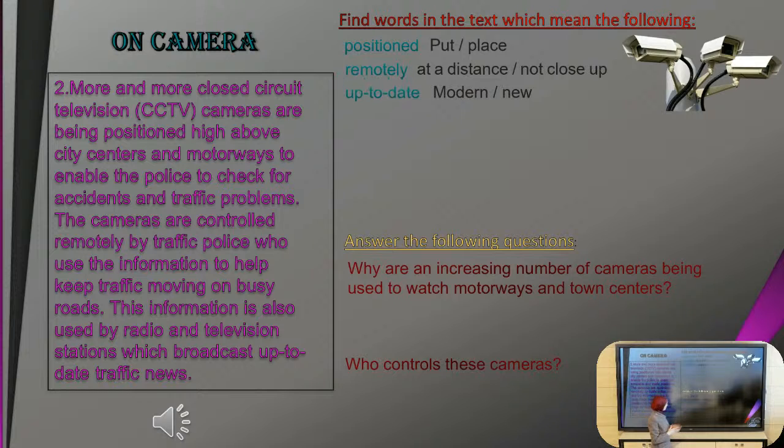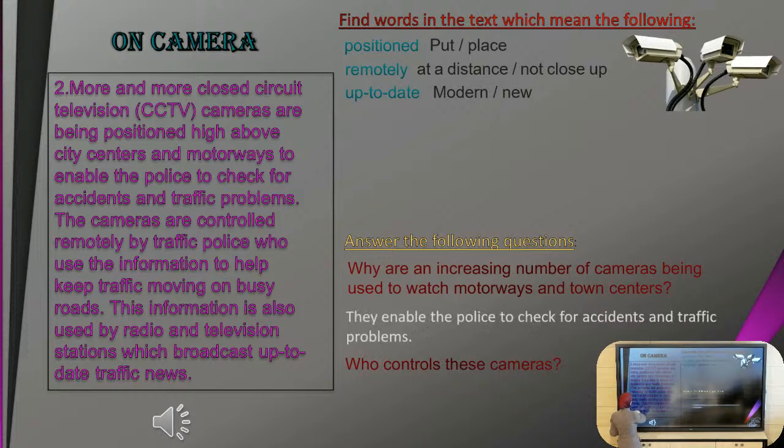Now, are you ready to answer the questions? Why are an increasing number of cameras being used to watch motorways and town centers? They enable the police to check for accidents and traffic problems. Now the second question. Who controls these cameras? These cameras are controlled remotely by traffic police.